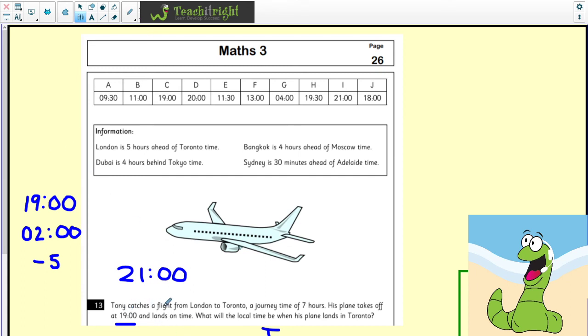So first of all, Tony catches a flight from London to Toronto. So it's this bit of information I'm sure it's going to be useful. London is actually 5 hours ahead of Toronto time. And his plane, so a journey time of 7 hours. His plane took off at 7 o'clock in the evening and lands on time. So it's worth, with these questions, certainly jotting down the times, working backwards or working forwards. And then we've got to work out what will the local time be when his plane lands in Toronto. So the answer is going to be 9 o'clock in the evening.